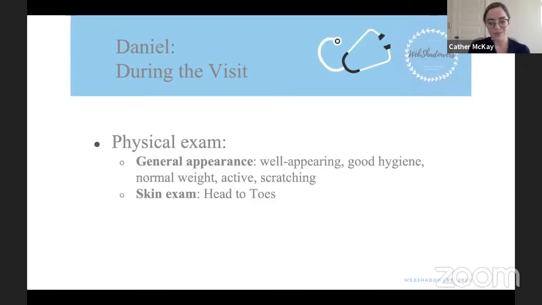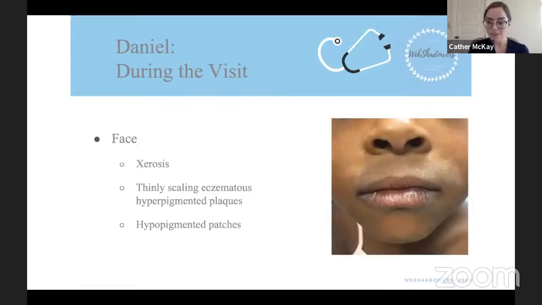He probably can't control it. He's itchy. So you see him just scratching away. And then we look at his skin. So we'll go through that. You start with the face. In general, he has dry appearing skin, and that's called xerosis. That's the medical term for dry skin. He also has this thinly scaling eczematous hyperpigmented plaque around his mouth.